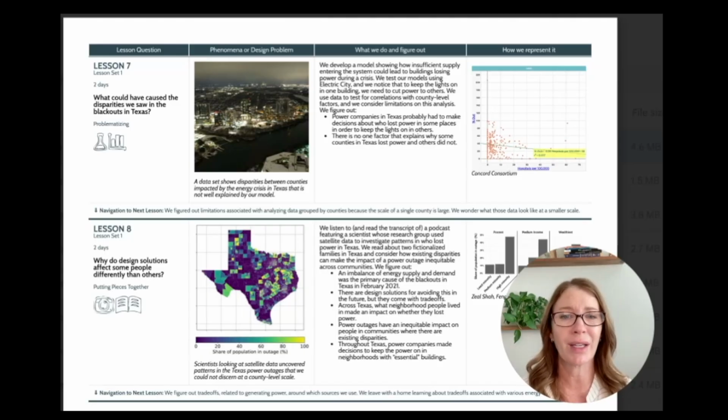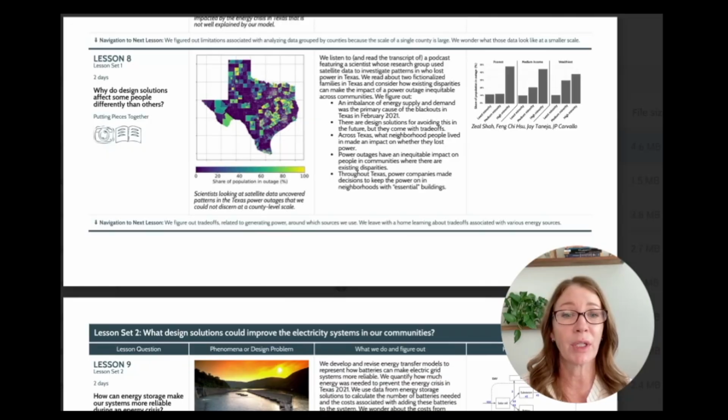And so we're realizing, why were these decisions made in Texas to have some buildings left with their lights on and some buildings not? And we look at some discrepancies and inequities in the data. And we can't find one single factor that led to these decisions.